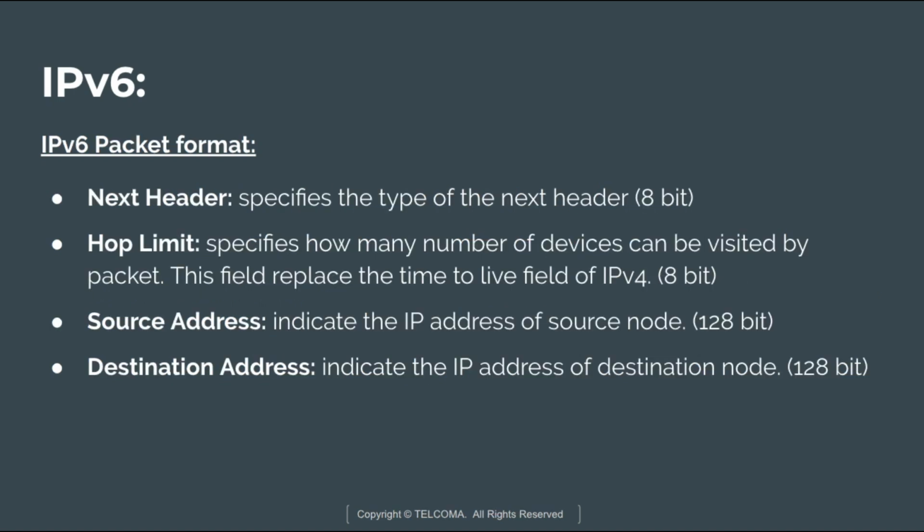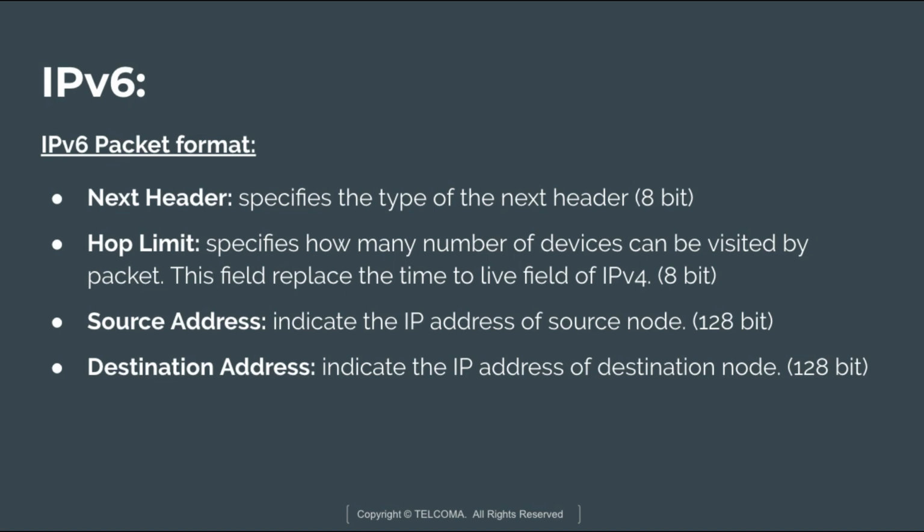The next field is the next header field. So next header field specifies the type of next header, and it is 8-bit long. This field usually specifies the transport layer protocol used by the packet payload. Next is hop limit. Hop limit specifies how many devices can be visited by a packet. This field replaces the time to live field in IPv4. So this particular field works same as the time to live field in IPv4, and it is 8-bit long. So the value of this field is decreased by 1 at each intermediate node visited by the packet. When the counter reaches 0, the packet is discarded. So in this way, this hop limit counts.